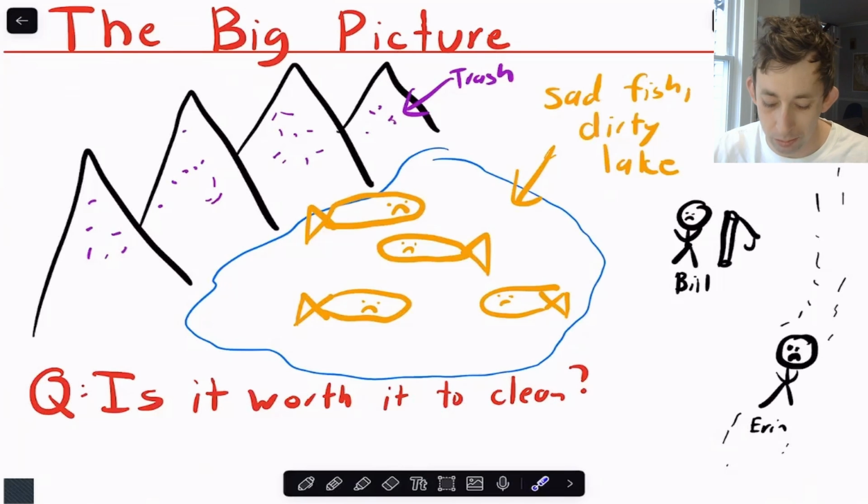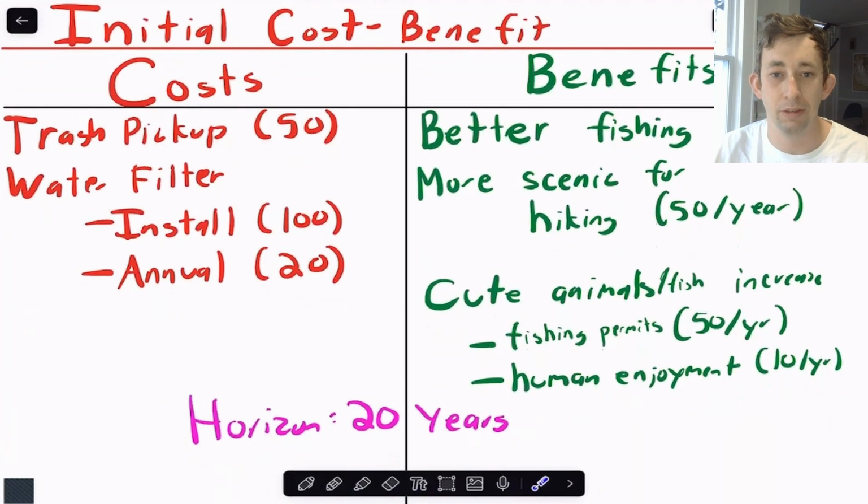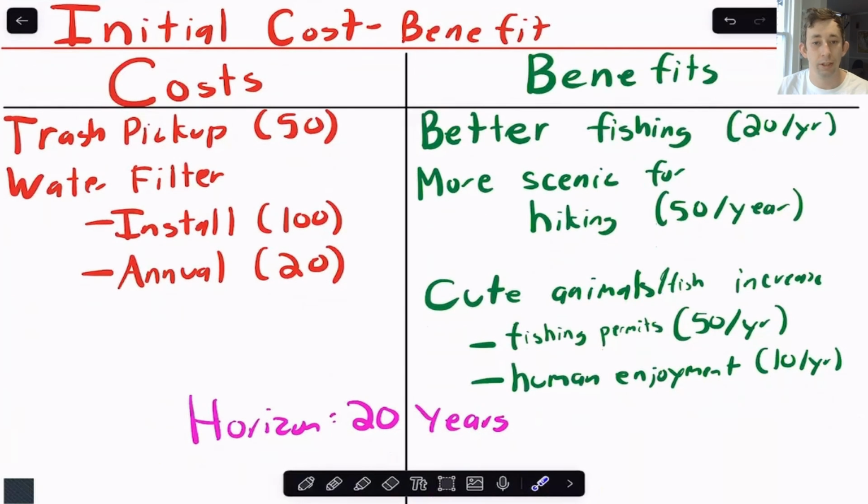Just to be a little more specific, if we started thinking about the costs and benefits of cleaning up this park or not, on the cost side, it's going to cost us maybe 50 in order to pick up trash. In terms of units, maybe these are thousands, maybe millions, but I'm going to make the numbers simpler by making them small. So maybe our cost to pick up the trash is 50.